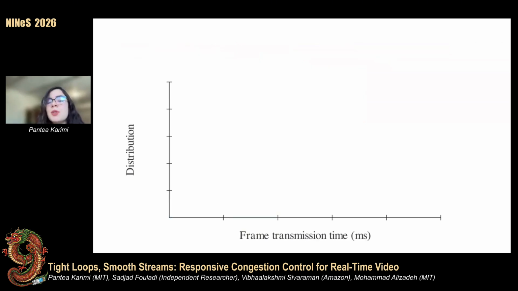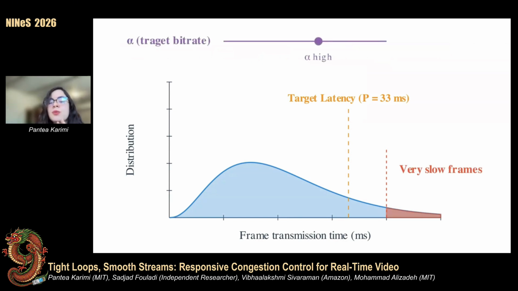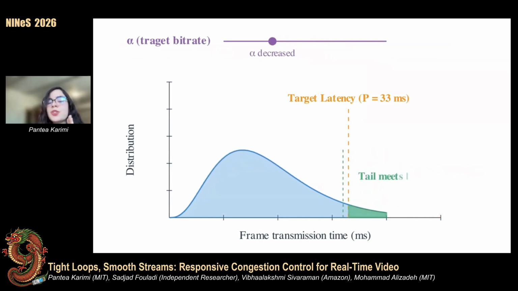We look at the distribution of recent frame transmission times. The red frames on the right tail are the very slow frames that capture high latency. And when the tail extends beyond the budget, we reduce alpha, which lowers the encoder rate, and that shrinks the distribution, pulling the tail back. We keep adjusting alpha until the tail just meets the latency.